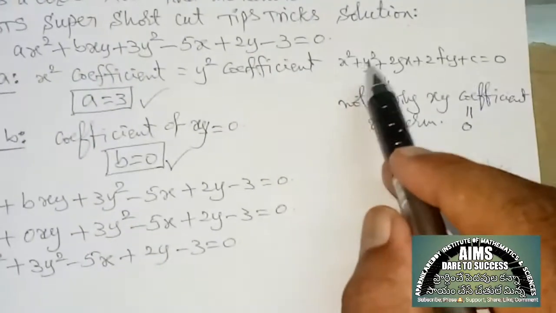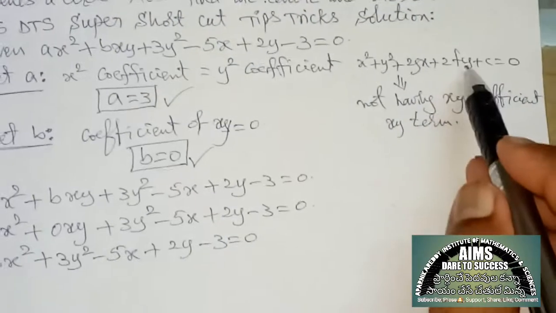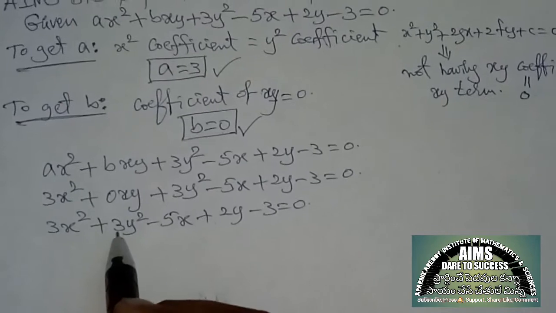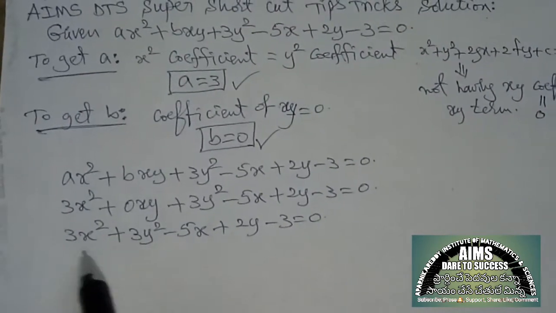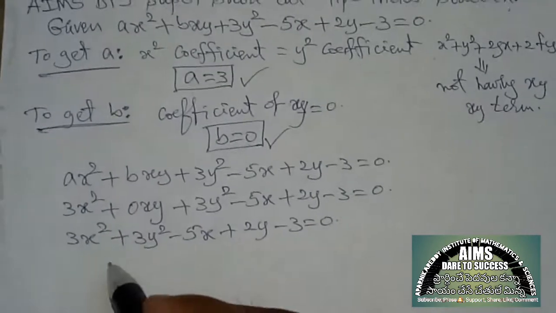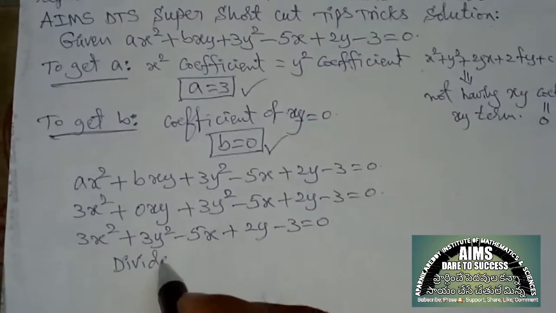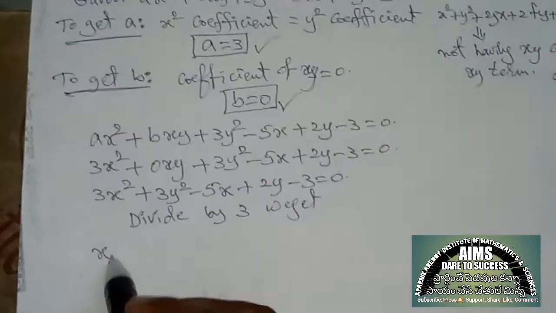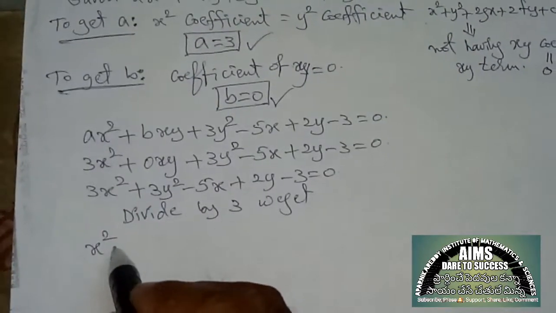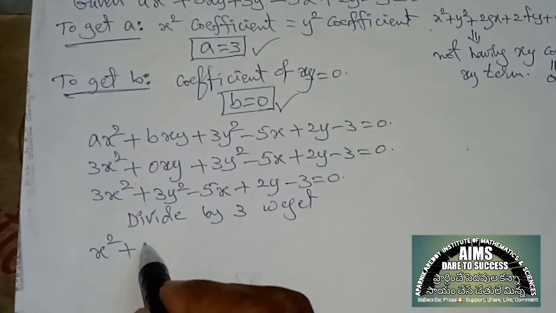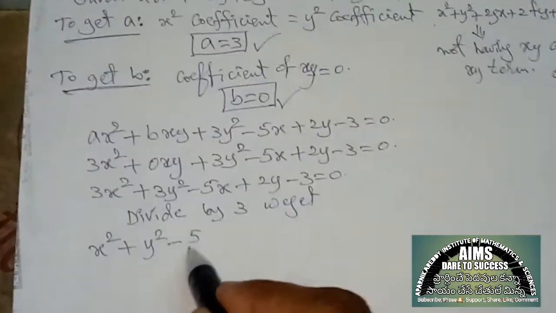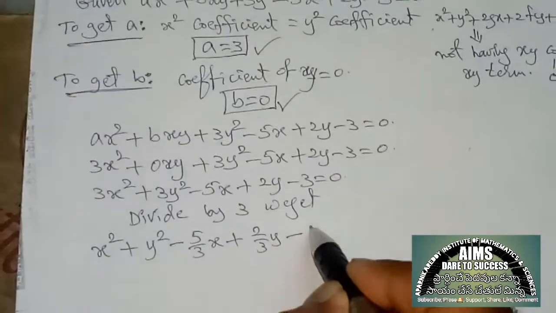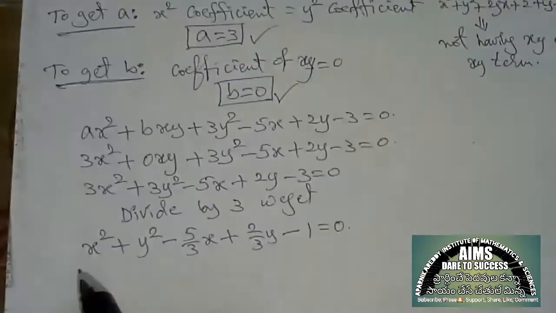According to the standard equation of the circle, the x square coefficient is equal to the y square coefficient, that value is equal to 1, but here we are having coefficient 3. So we divide the total equation of the circle by 3. We get x square, 3x square by 3 is x square, plus 3y square by 3 is y square, minus 5 by 3 x plus 2 by 3 y minus 3 by 3 cancelled, minus 1 is equal to 0.